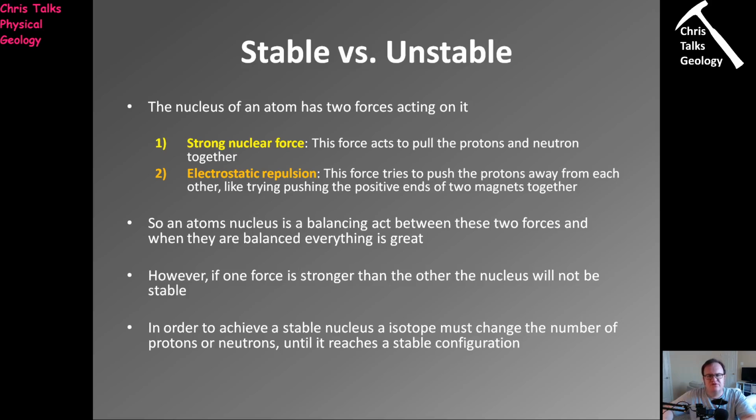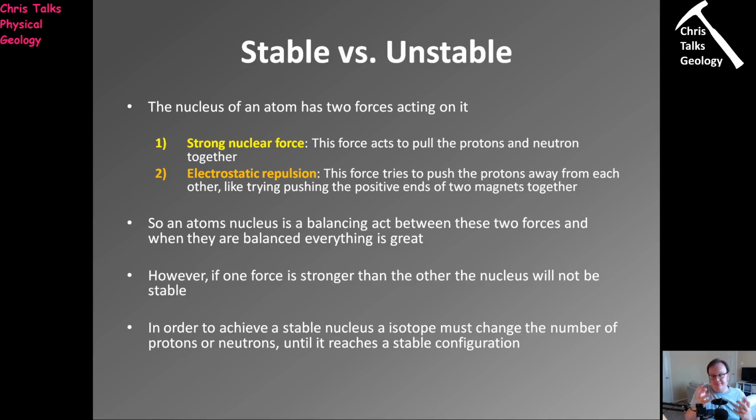So what's the difference between stable versus unstable? Now, we're going to give this a very general overview. So we have a nucleus. In a nucleus, we have two different forces. We have what's referred to as the strong nuclear force, and that's trying to pull the protons and neutrons together. So it's trying to pull the protons and neutrons into a tighter and tighter space all the time.